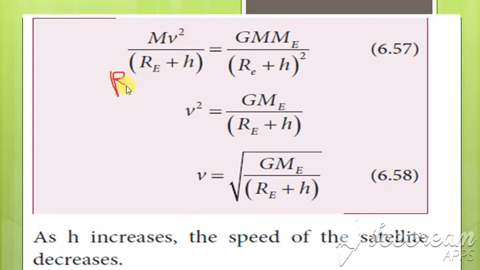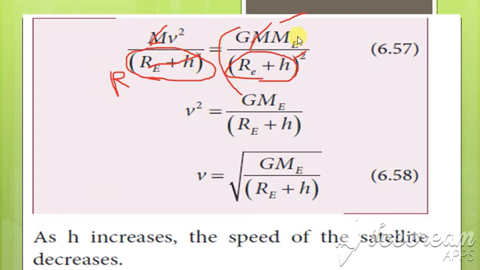The centripetal force is m v square by r, and instead of r it is written here as Re plus h. Similarly, G Me m divided by Re square, where Re square is written as Re plus h the whole square. Now both sides cancel the value of m, and one factor of Re plus h cancels. So v square is equal to G Me divided by Re plus h.